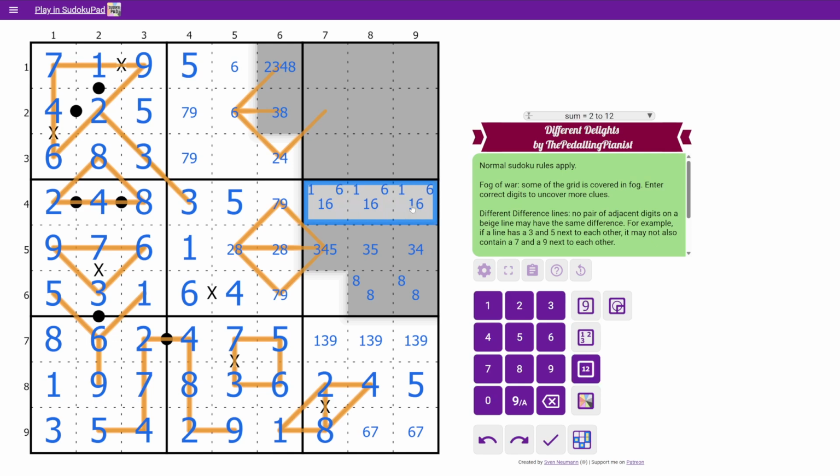This will have a 7 or a 9. What's down here in the bottom? A 2 goes with it. That's going to be a pair right there. So this is going to be the other 7 or 9. Now I probably have to think about this diamond shape here.